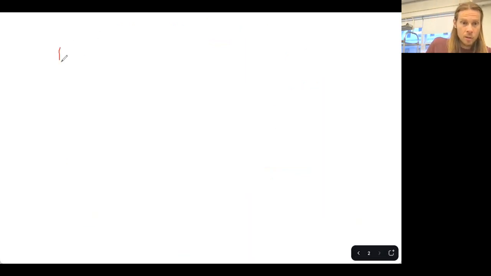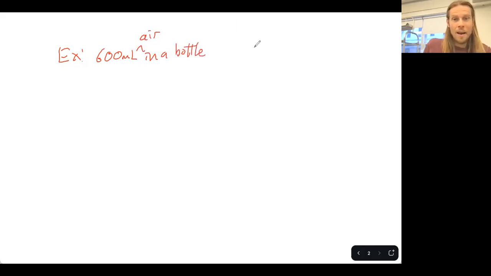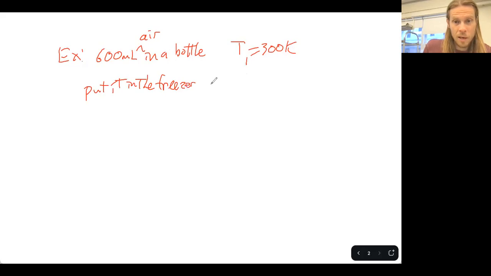Let's practice. So example. I have 600 milliliters of air in a bottle. Right? And it's initially at 300 Kelvin. And then I put it in the freezer. For those of you in class, I did this in class. Temperature 2, we'll say, is 270 Kelvin, a little below freezing. Remember, freezing is 273.15. Great. It's in a flexible container.